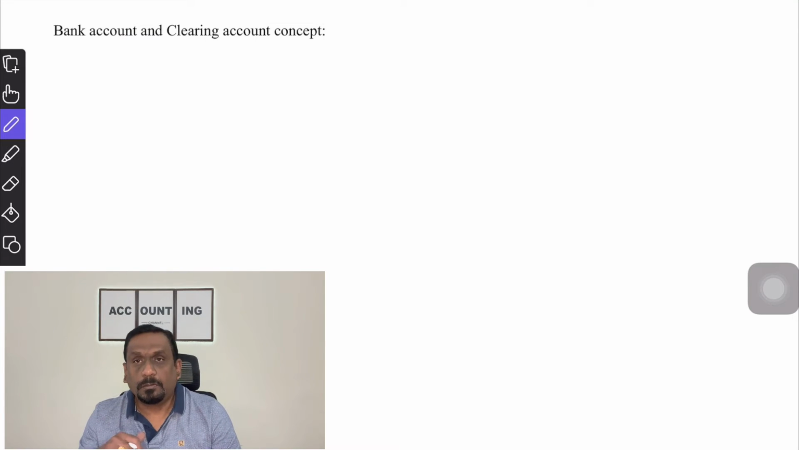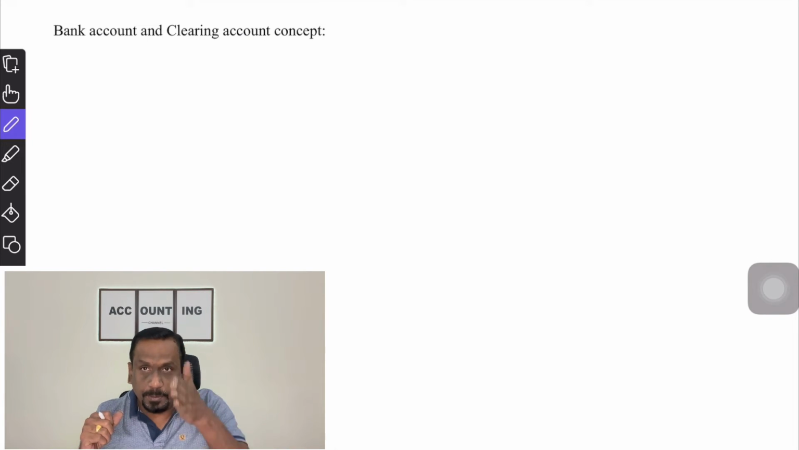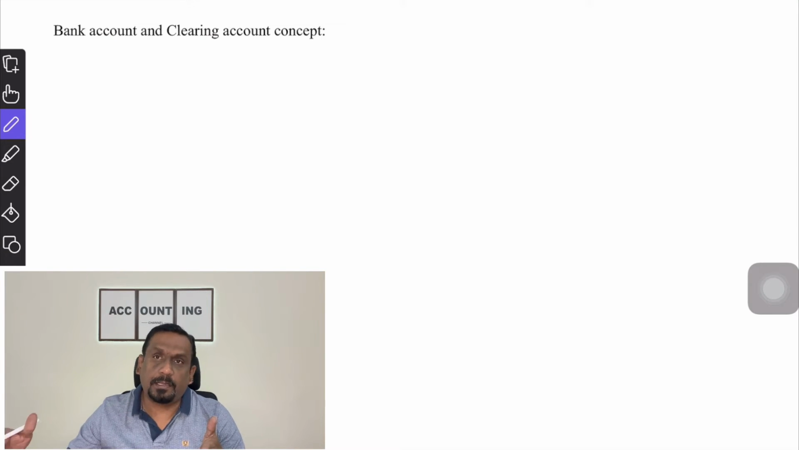So what I'm going to do now is divide these entries into three parts: payable entries, receivable entries, and other than payable and receivable, like general ledger related journal entries. I will divide this into three parts and explain to you. Let us start with payables first.